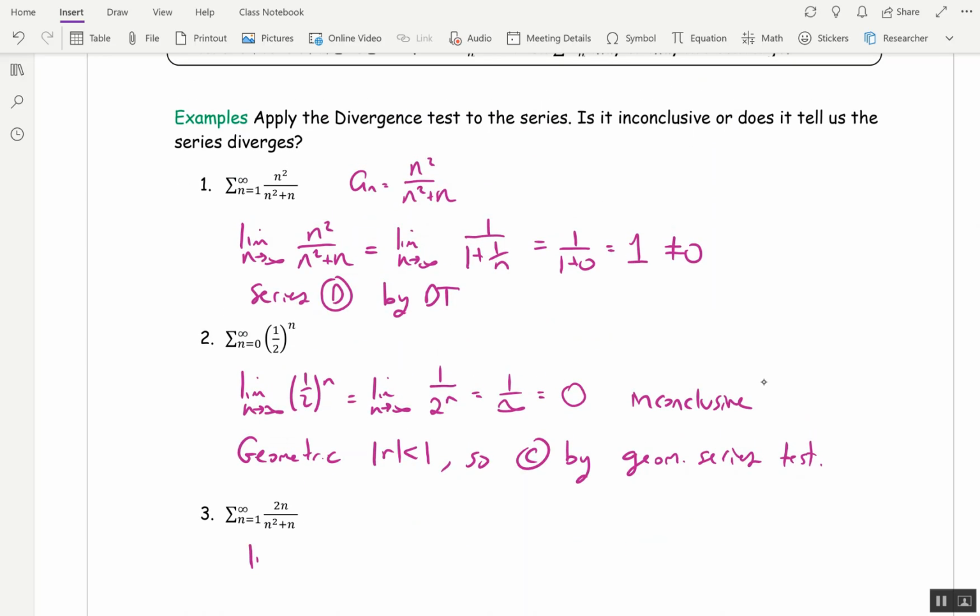Next one, limit n goes to infinity of the nth term, 2n over n squared plus n. That's infinity over infinity. So I divide top and bottom by n squared. That's 2n over n squared would be 2 over n. N squared over n squared is 1. And n over n squared is 1 over n. Now I take the limit. 0 over 1 plus 0 is 0 over 1, which is 0.